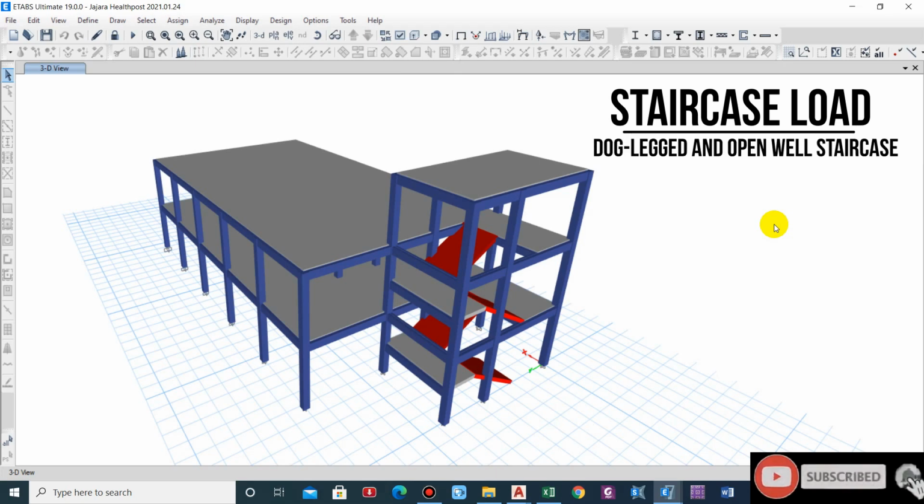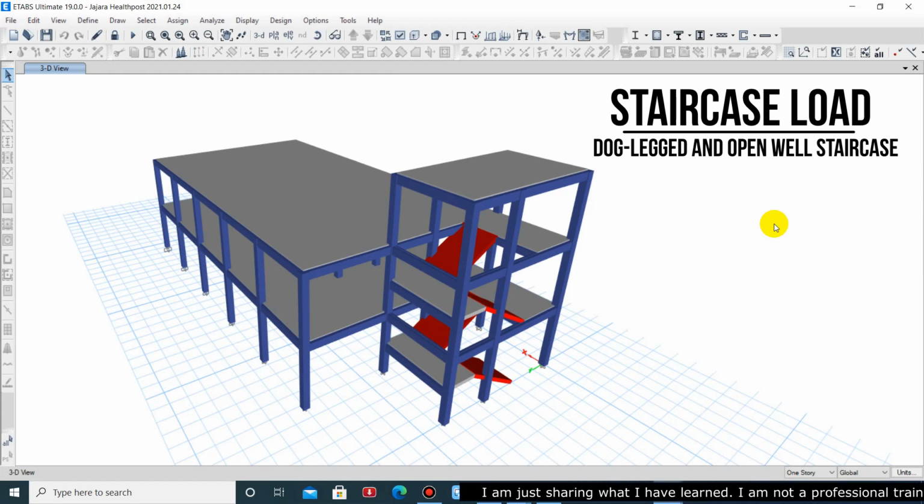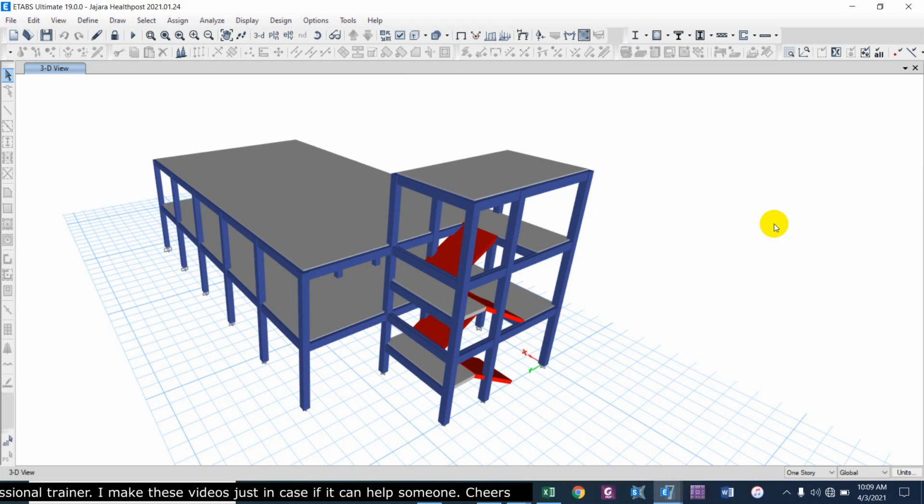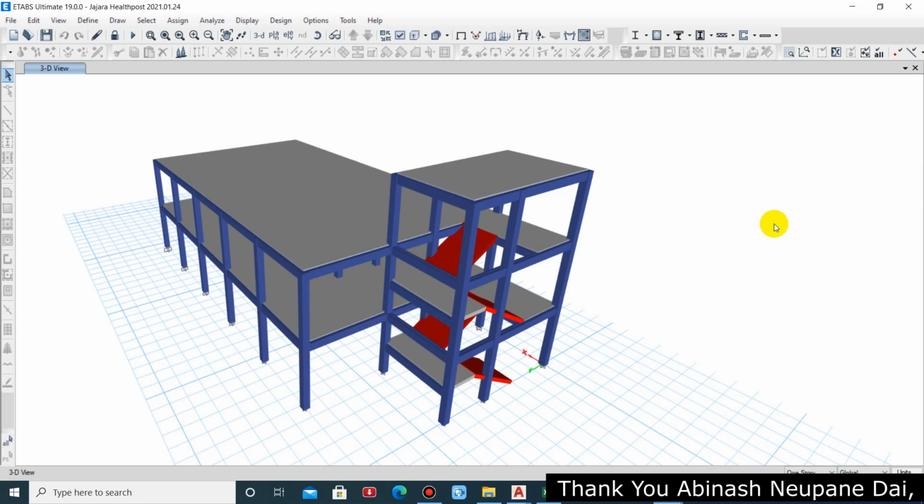In this video I'll show you how to calculate the staircase load and apply it on the beam on which the staircase is supposed to rest, instead of modeling the staircase. We'll be talking about two types of staircase, the very first being dogleg staircase and another being open well staircase. The basic difference between them is that in the dogleg staircase, the load is distributed on two beams only, while in the open well staircase the load is distributed on four beams. So firstly we'll start with the dogleg staircase.